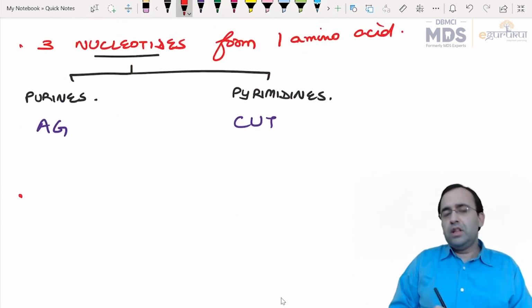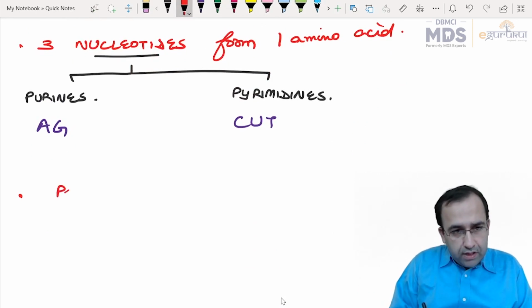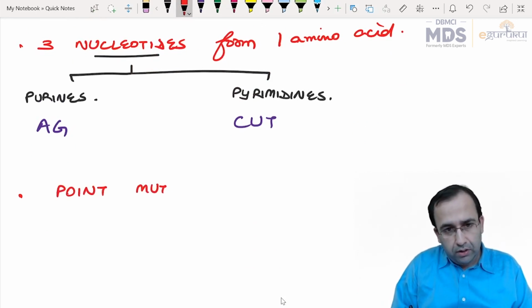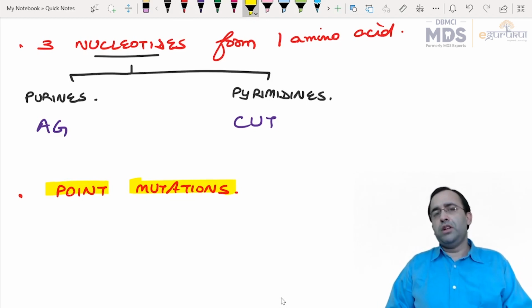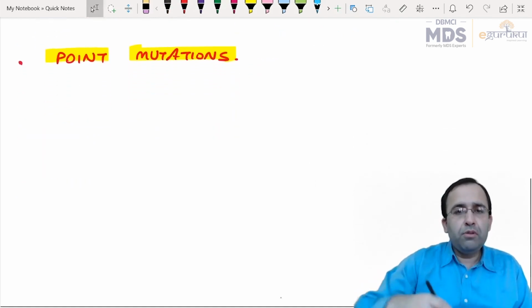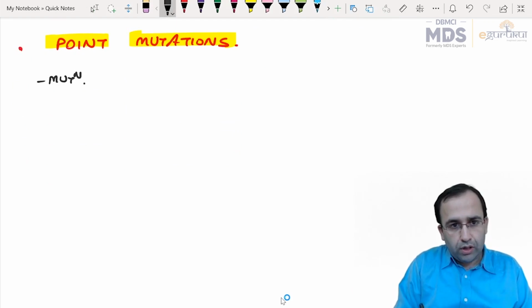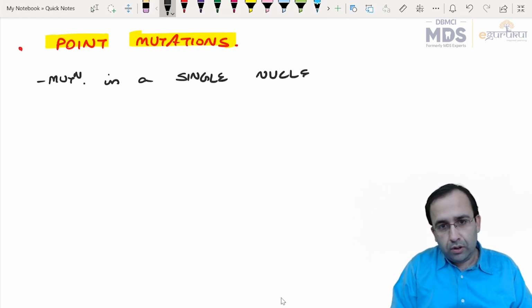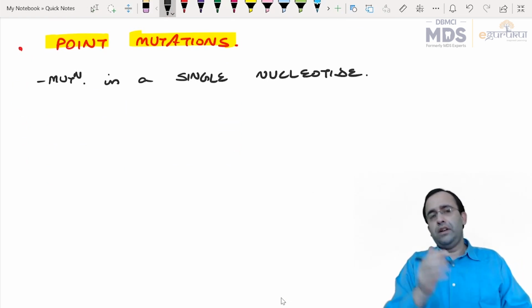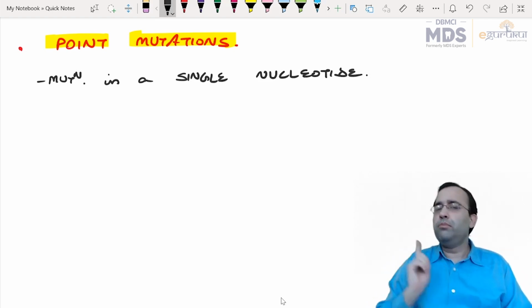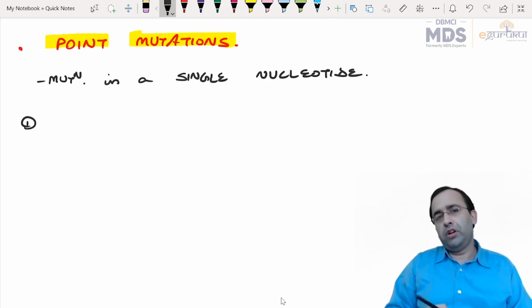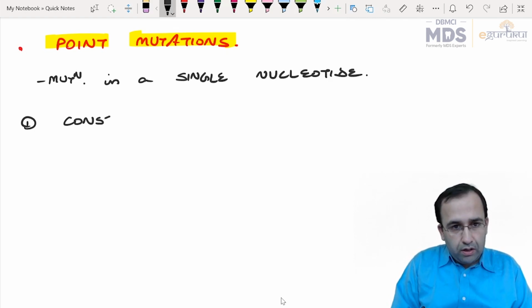Next point. This starts us with our first small topic in genetics, that is point mutations. Point mutation is mutation in a single nucleotide. Mutation in a single nucleotide is called a point mutation. What are the types of point mutations? Starting with the first one, that is a conservative point mutation.